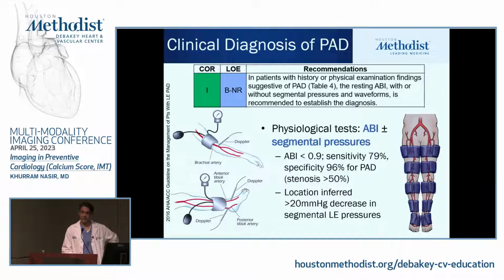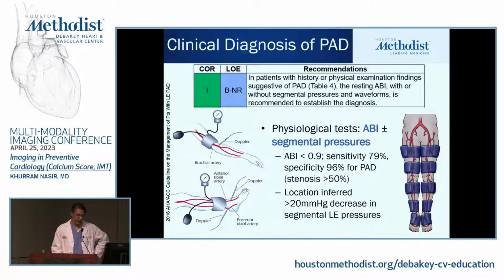So this test, as simple as it is, has a very, very high diagnostic accuracy, as we will soon talk about. And the guidelines say that, along with the ABI, you may or may not do segmental pressures. That's a little bit more involved. You put a series of pressure cuffs all along from the patient's hip all the way down to their ankles, and you're inferring where the disease is based on where you see a 20 millimeter decrease in lower extremity pressures.